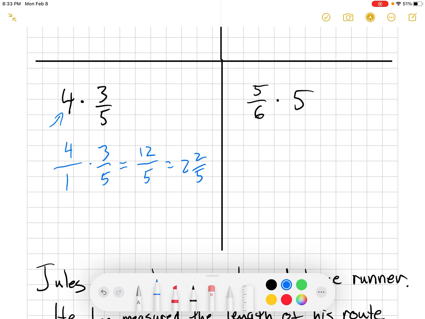And lastly, just as one last show here, we could rewrite this as 5/6, but then we need to change that to a fraction to help us do that, and we'd write that as 5 ones, 5/1. 5 times 5 is 25, and 6 times 1 is 6. We could write this as 4 1/6. Okay, now let's get into the lesson today.